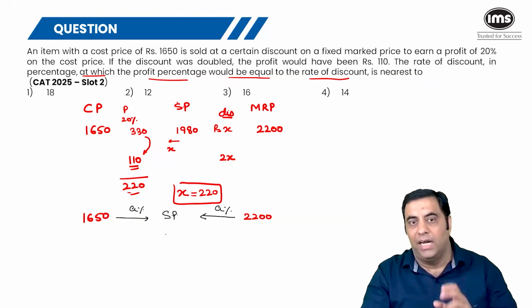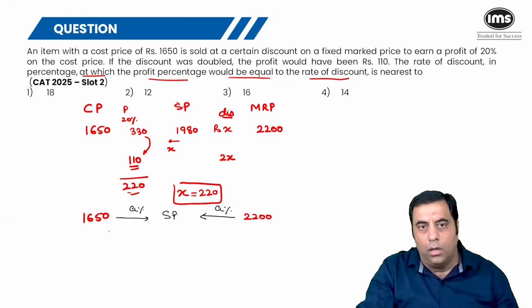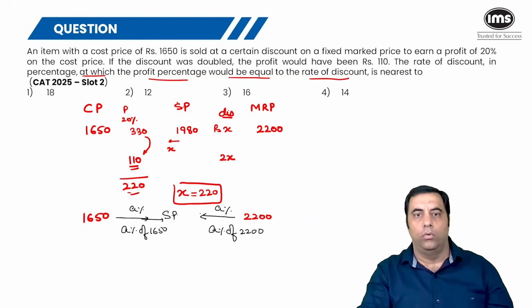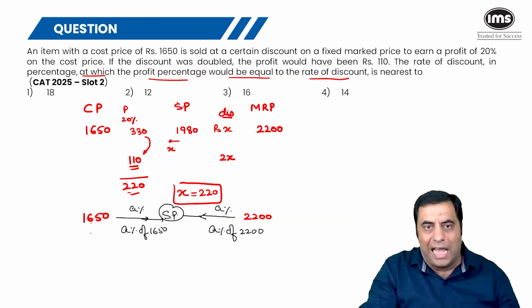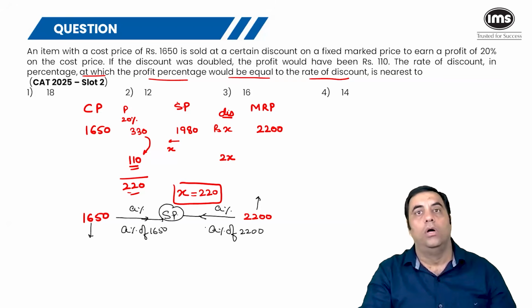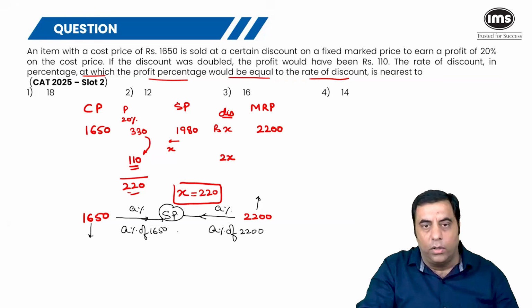So can I say that overall this A% of 1650, which is this distance, and A% discount on 2200, which I talk about, both are leading to this selling price. And therefore, can I say the gap between this and this, I know, is equal to 550. So therefore, the sum of these two in magnitude should be equal to 550.